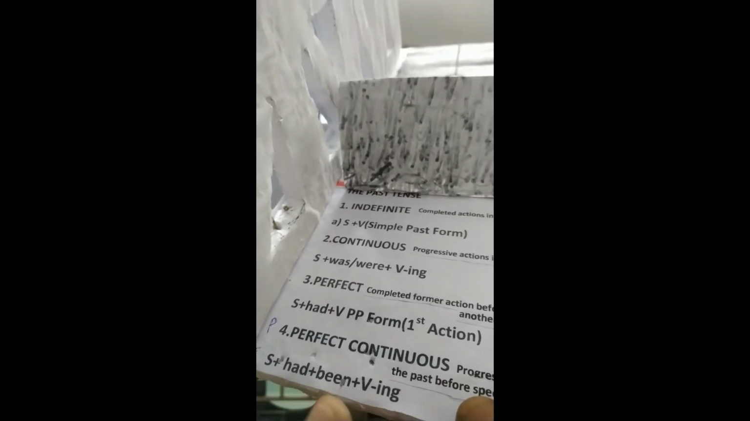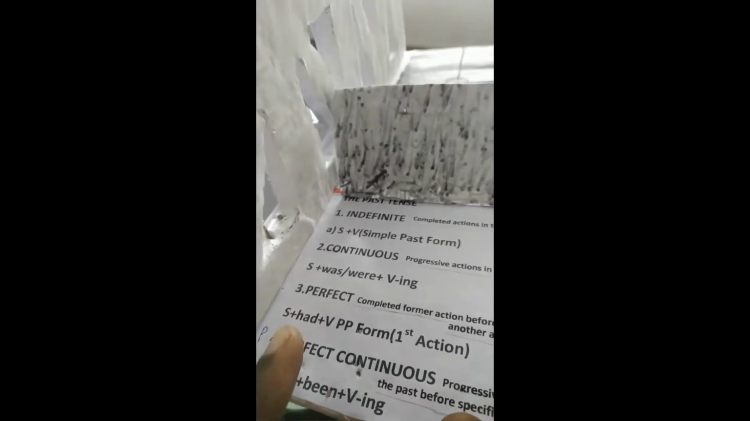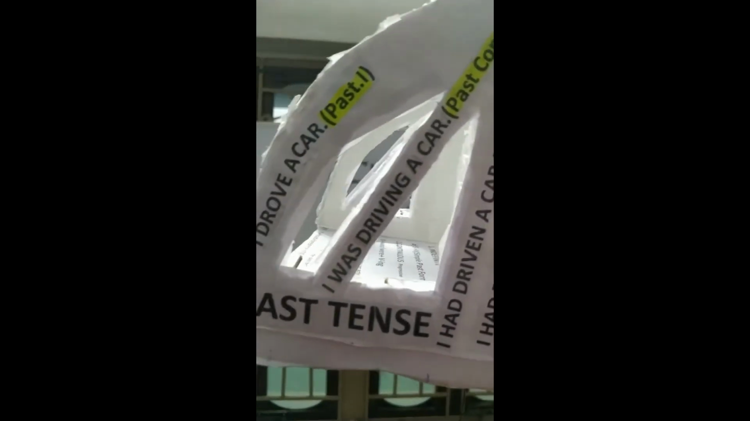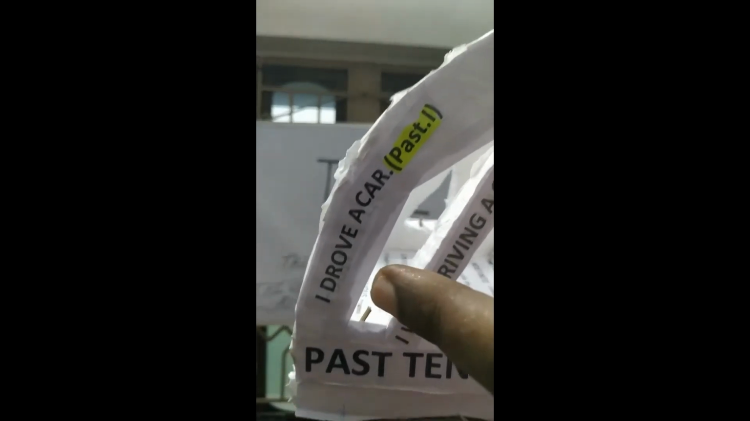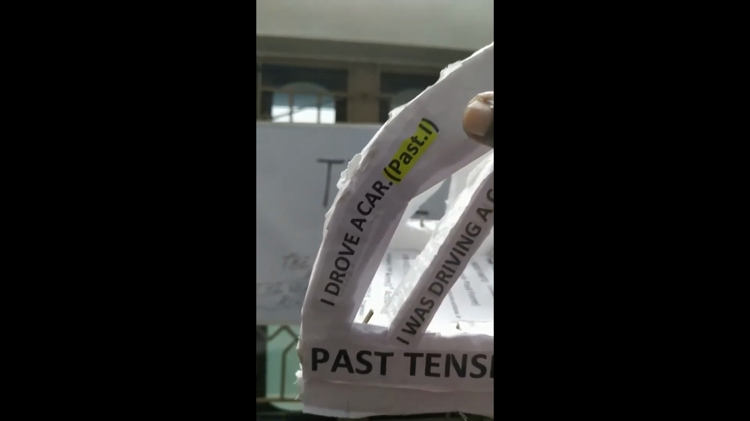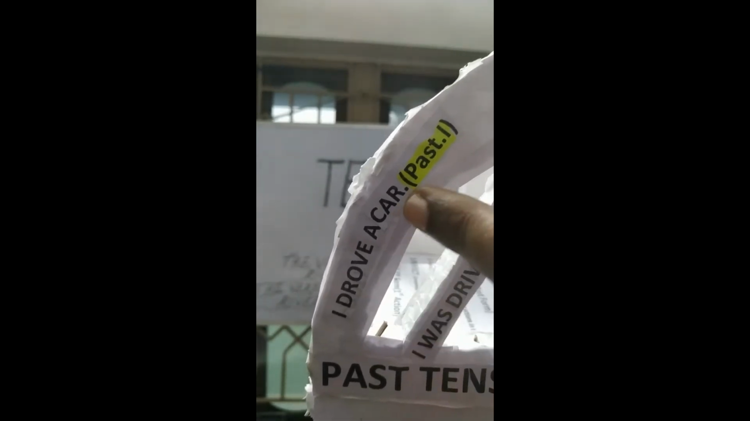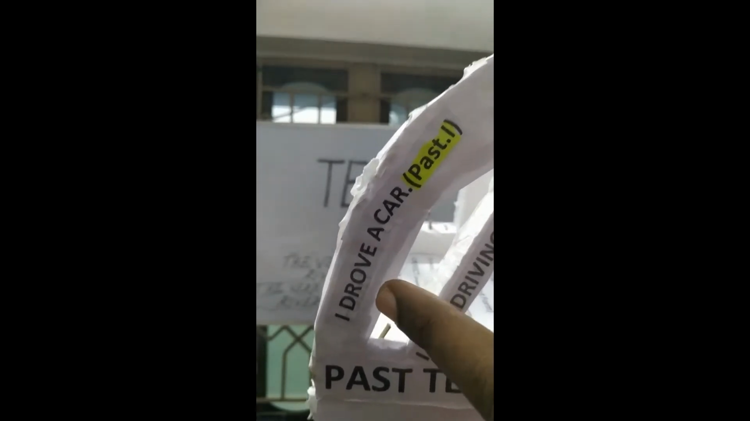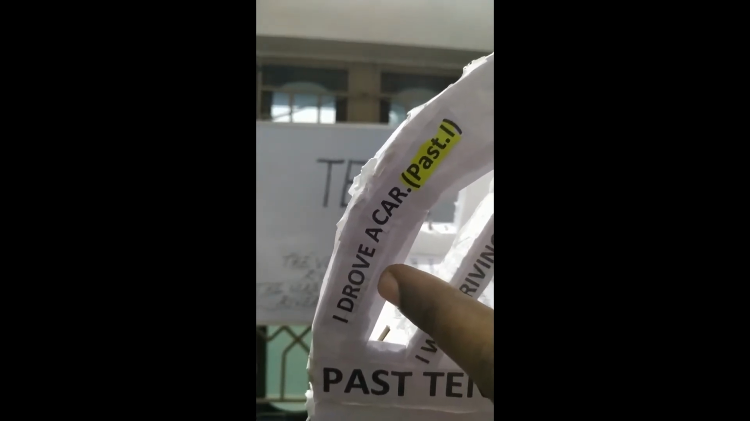Now I am going to show you the application of the definitions and sentence structures in some sentences. I am moving my tense bridge, see the past tense part of the bridge. Here is a sentence in the past indefinite form: I drove a car. I have used the simple past form of the verb drive.